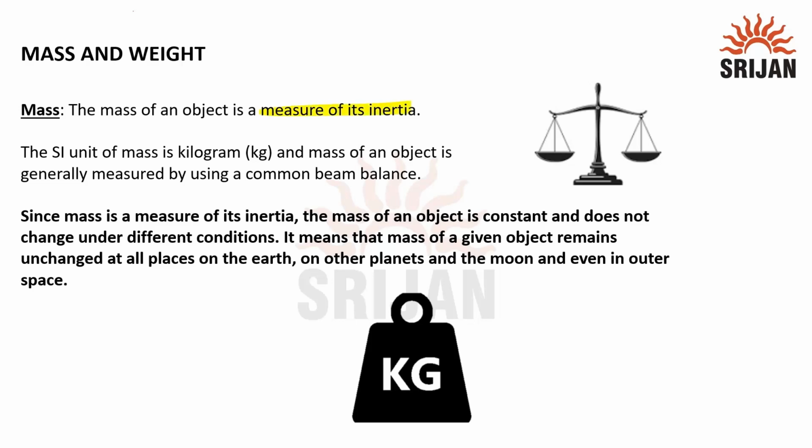The SI unit of mass is kilogram, and the mass of an object is generally measured by using a common beam balance. You can see in this picture there is a common beam balance. Now since mass is a measure of its inertia, the mass of an object is constant and does not change under different conditions. So it means that the mass of a given object remains unchanged at all places on the Earth, on other planets and the Moon, and even in outer space.